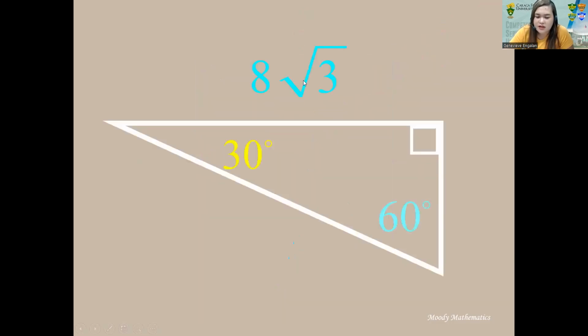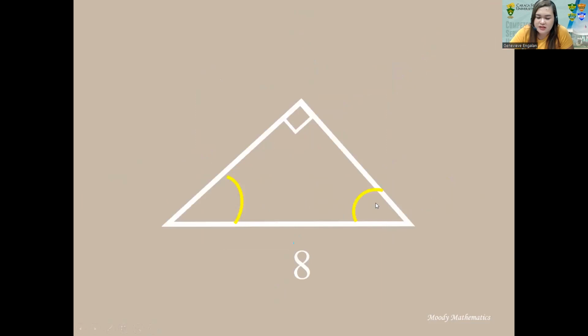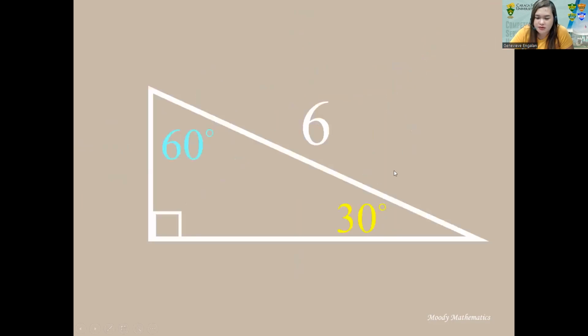How about this one? Given the longer leg, 8 square root of 3, what is the shorter leg? 8. The hypotenuse? 16. Okay, this is a 45, 45, 90 triangle. If the hypotenuse is 8, what is this? 4 square root of 2. Okay, correct. Divide by square root of 2, so this will become 4 square root of 2.